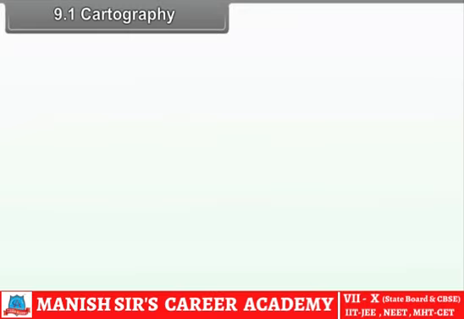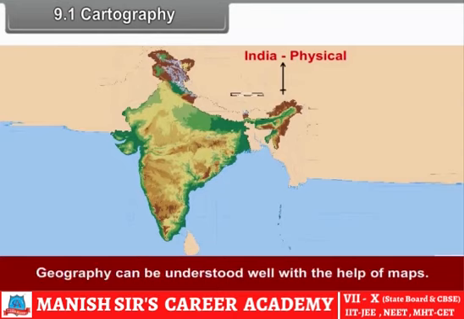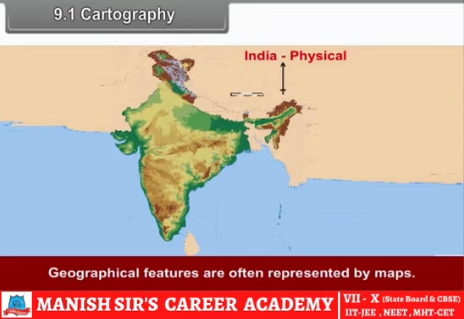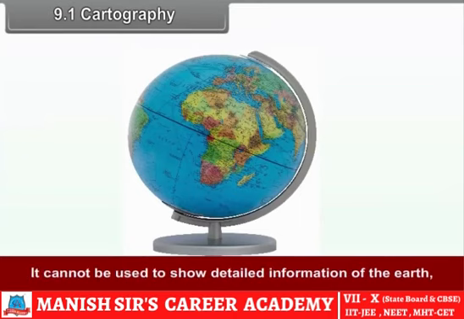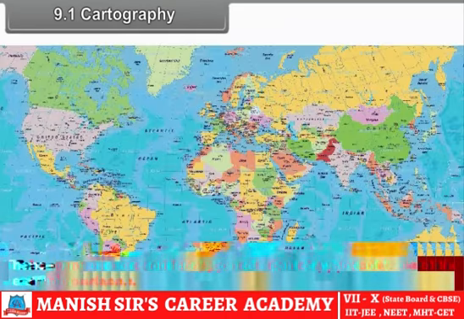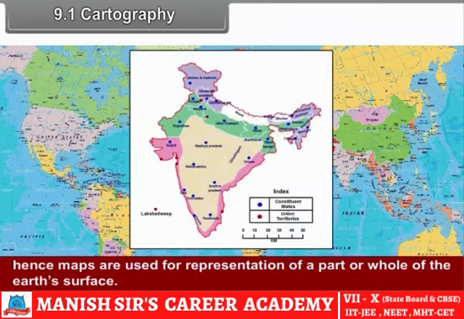9.1 Cartography. Maps are the tools of geographers. Geography can be understood well with the help of maps. Geographical features are often represented by maps. The globe is a replica of the earth. It cannot be used to show detailed information of the earth. Hence, maps are used for representation of a part or whole of the earth's surface.